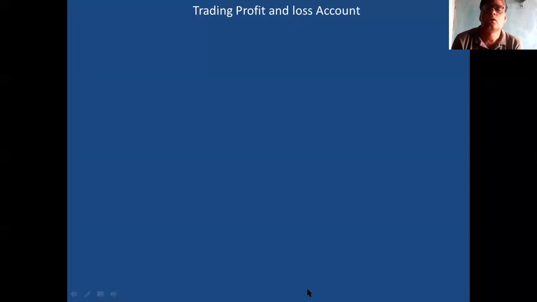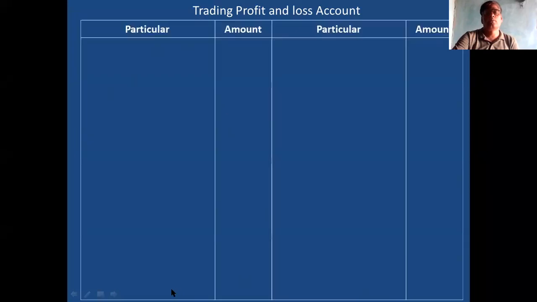Prepare the trading profit and loss account and ascertain the profit of the branch. You already studied the trading profit and loss account, you know it. And there are slight changes in this. So first we prepare the trading profit and loss account.